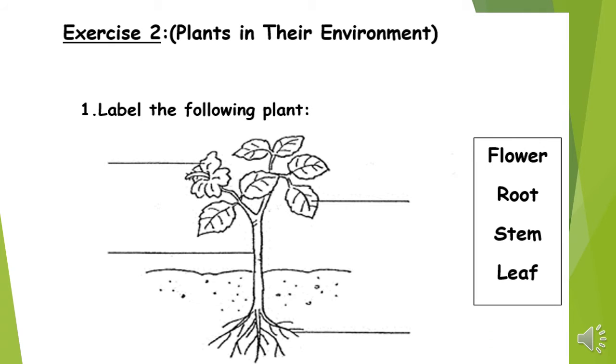Exercise 2. Plants in their environment. This is the title for this exercise. So we have to talk about the plants in their environment. Part 1. Label the following plant. To label the following plant, I have to use the words from the box next to this picture. The words are flower, root, stem, and leaf. So these are 4 words, which means there are 4 parts on this figure. I have to write their names.